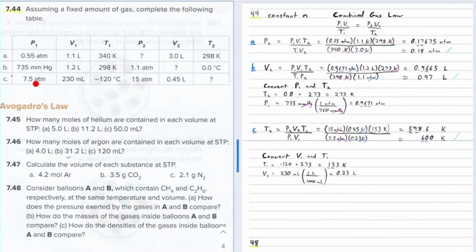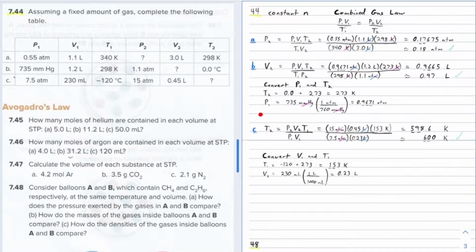And the last one, we're looking for T2, and we got to do some conversions. It looks like the liter unit or the volume units need to match up. So we'll turn this into liters, and it looks like this Celsius needs to be fixed as well. So we got to convert this to Kelvin. Okay, and we're solving for T2, so solving the combined gas law for T2, here it is. And we got to fix the temperature, T1, get it over to Kelvin. So take that negative 120 Celsius plus 273, that's 153 Kelvin.